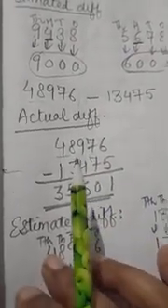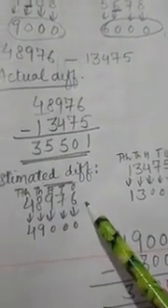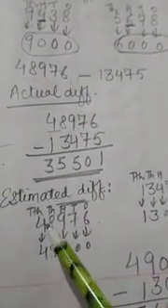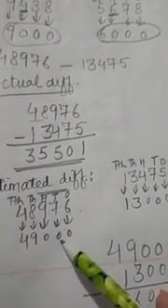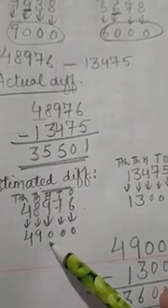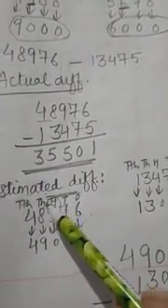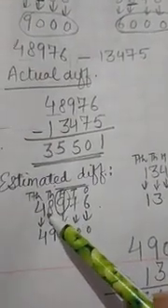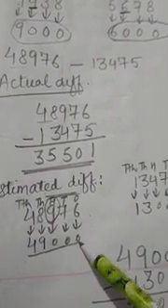Now how to find out the estimated difference? 48,976, and we have to estimate it to the nearest thousand. Ones place digit will become 0, tens place digit will become 0, hundreds place digit will also become 0, and thousands place digit will become next. Why? Because hundreds place digit is more than 5, so this 8 will become 9 and 4 will be written as it is. So we got 49,000.